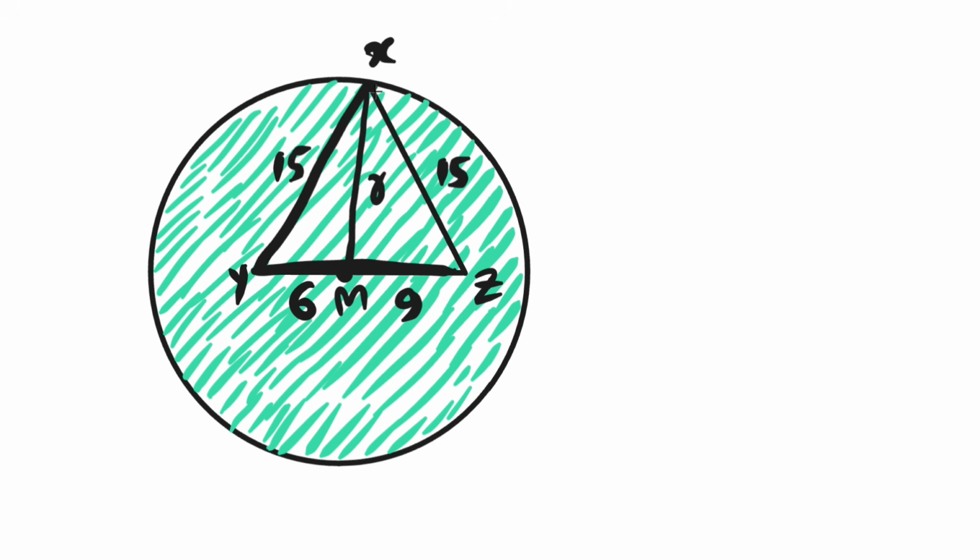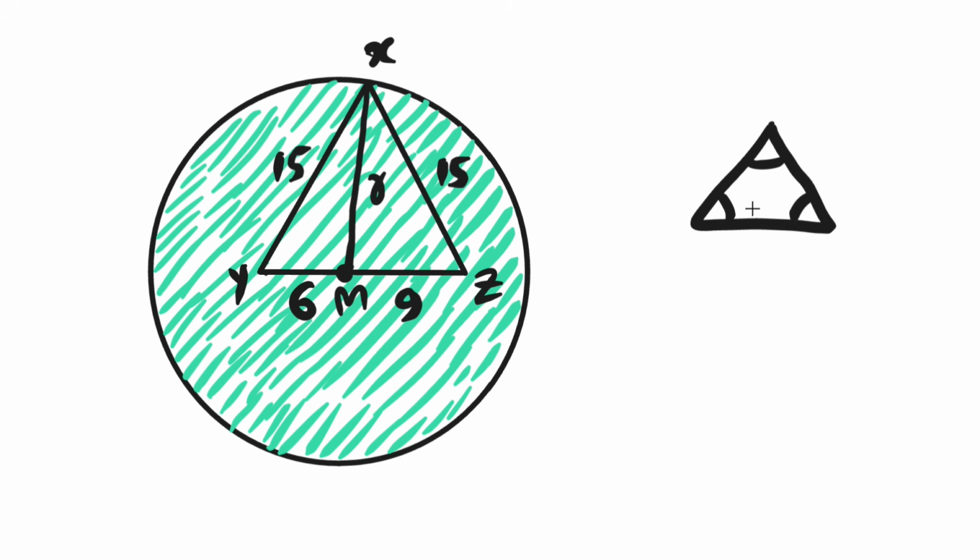Triangle XYZ is equilateral, which means all three of its sides are equal. Since each side has length 15 units, we know that XY equals 15, YZ equals 15, and XZ equals 15. But an equilateral triangle gives us another very important fact.